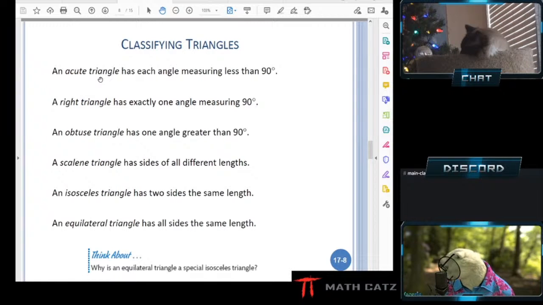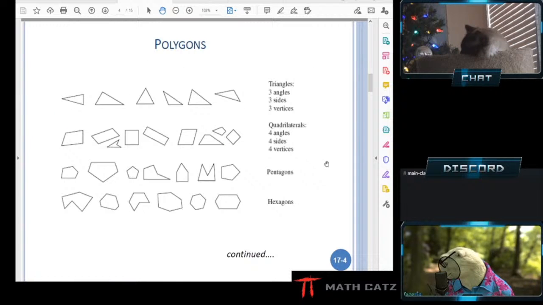An acute triangle has each angle measuring less than 90 degrees. Let's go look for an acute triangle. That is an acute triangle. All angles are acute angles. That one is as well. This one, for example, is not. Because, yes, those two angles are acute. That one is bigger than 90 degrees, this top one.